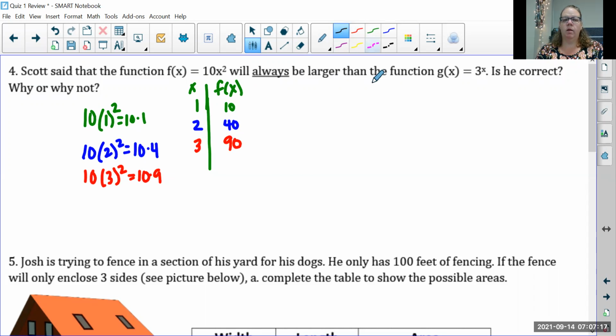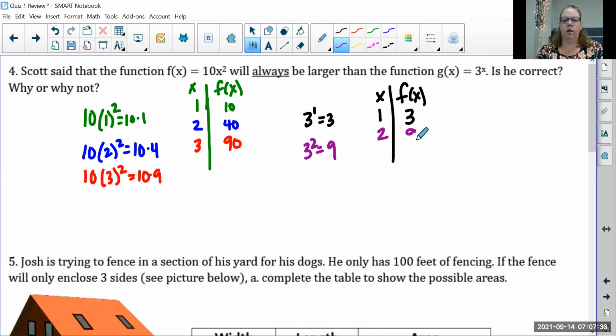Then I can compare the other one, x and g of x. And this time, same thing, plug in 1, so 3 to the first just equals 3. If I plug in 2, 3 squared, that's 3 times 3, which is 9. And then 3 to the third, which is 27.